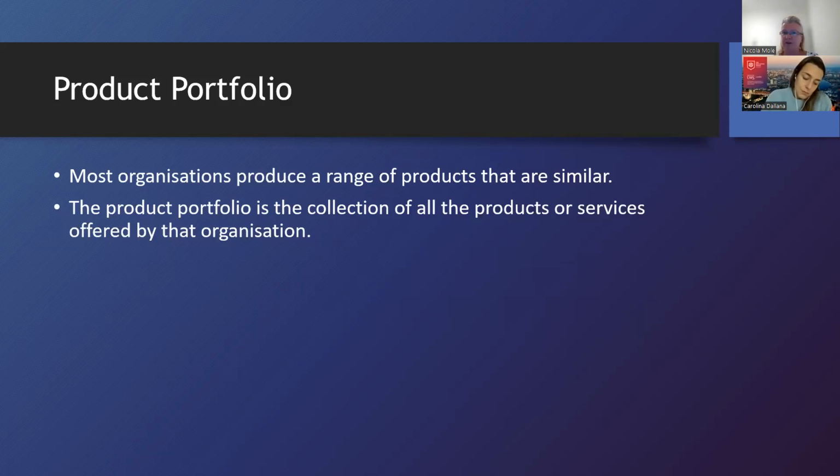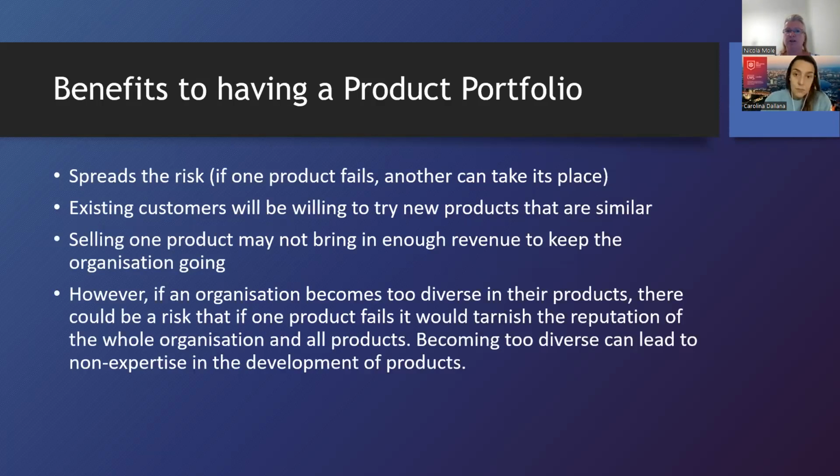What are the benefits to having this product portfolio? It spreads the risk. So if one of your products fails, it's not successful, it's not popular in the market, you have another product that you can sell. It will take its place. Existing customers are going to be willing to try new products that are similar. So if you know that it's produced by a company that you like, you're going to be more willing to try that product because it's like a recommendation.